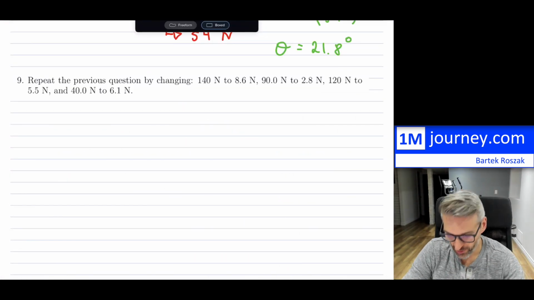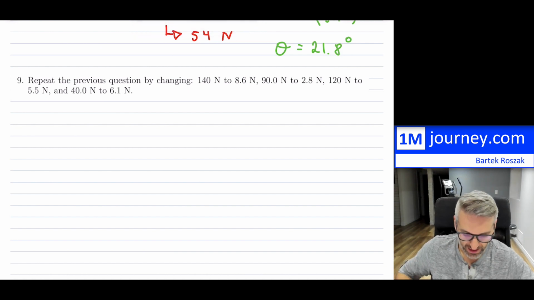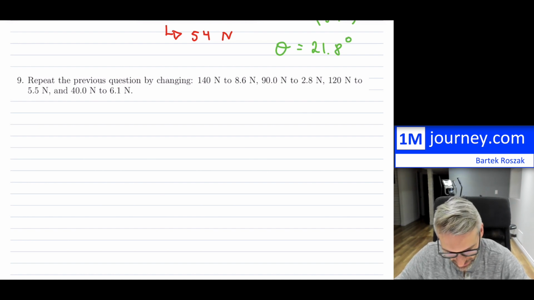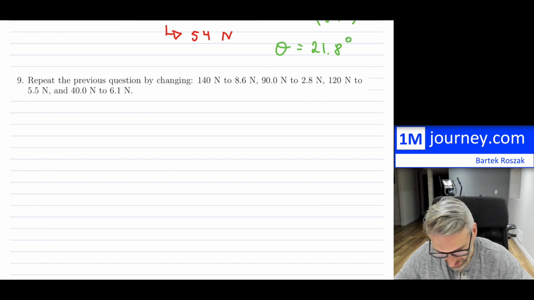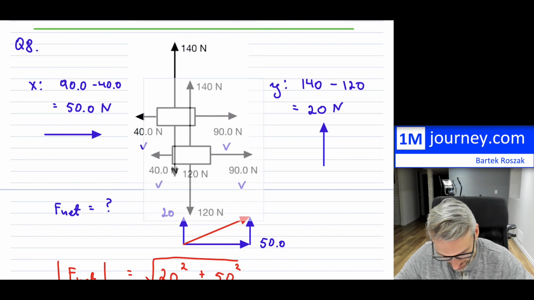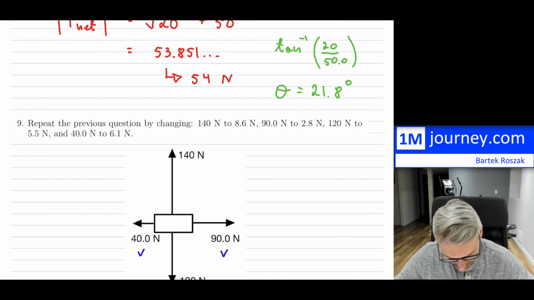Here's the last example, which basically says, repeat what we have just done, except we want to replace these. It's kind of playing with our mind just so that we can see that the 140 is now 8.6, and so on. So let's change them up. What I'm going to do is take this and duplicate it. Let's bring it down, and then I'll just very easily change these up in here.